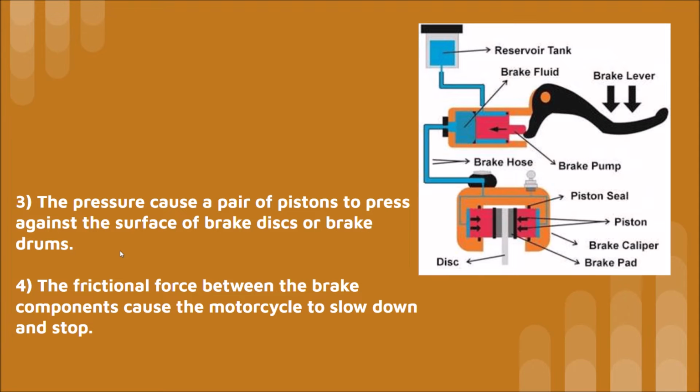Next, the pressure causes a pair of pistons to press against the surface of the brake disc or brake drums. From the master piston, the pressure is transmitted and this causes the piston to push against the brake disc. It comes in contact and therefore there is friction. The frictional force between the brake disc and the piston will cause the motorcycle to slow down and stop.